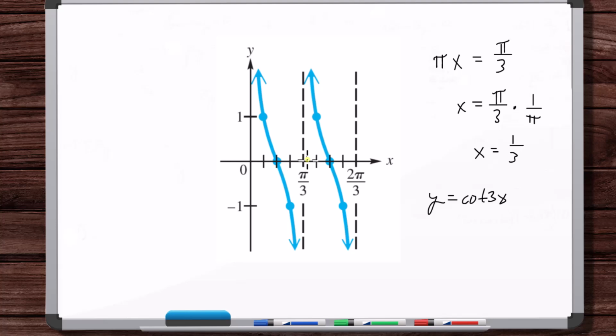All right, now let's see. A quarter of the way through a period, you've got pi over 3 divided by 4, which is pi over 12.